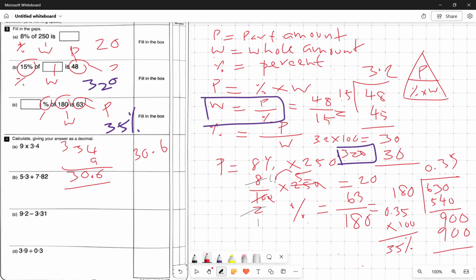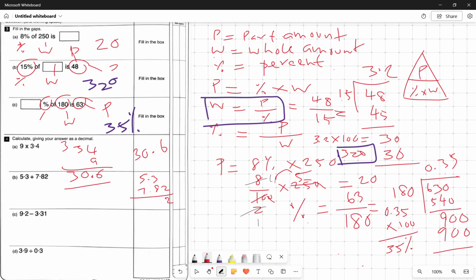Now this is the simple addition for part B. Question number 4B is 5.3 plus 7.82. So we're going to write here 5.3 and 7.82. The point to understand is decimal under decimal. Don't write it the wrong way. Decimal coming under decimal, so you won't make any mistakes.